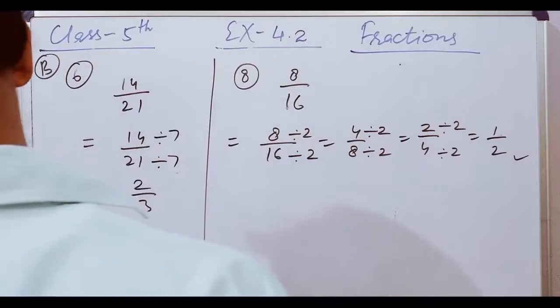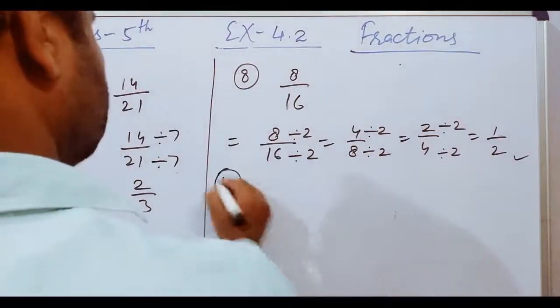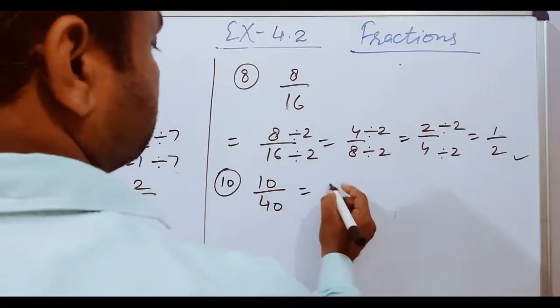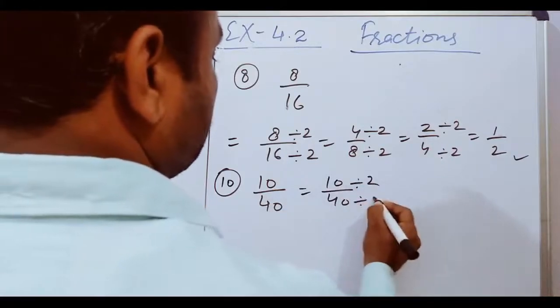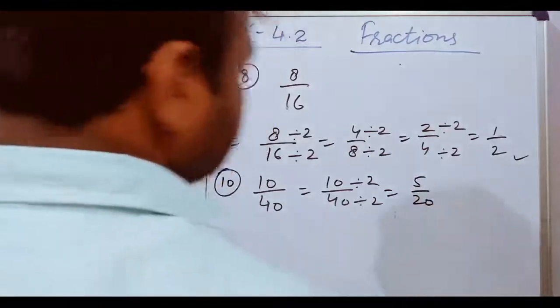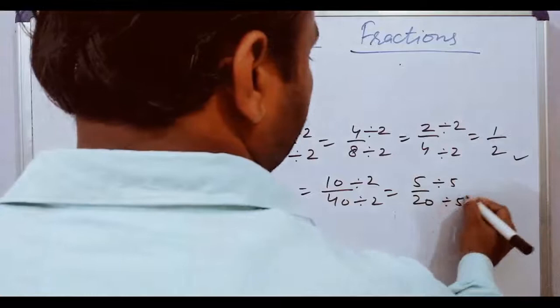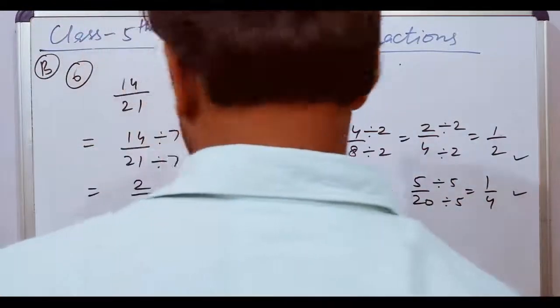Now, question number 10. 10 upon 40. Then divide it by 2. 2 5s are 10, 2 20s are 40. Okay. Again by 5. 5 1s are 5, 5 4s are 20. This is the simplest form.